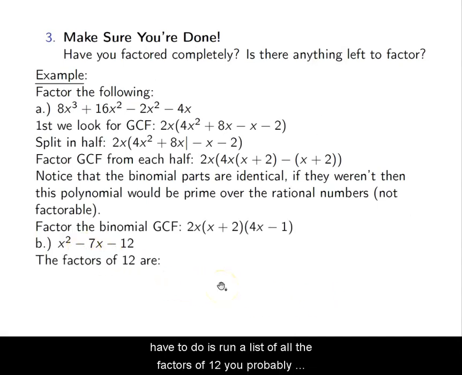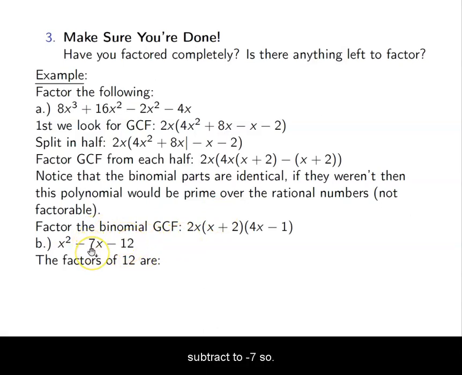Okay, so first thing we're going to do is we're going to list out all the factors of 12. You've probably already done this in your head. If you're in this class, you've probably done this lots and lots and lots of times. Okay, but again, this chapter 1 is a review, so I'm assuming that some people haven't done all of this stuff or are rusty. So I'm just looking for the factors of 12 that add or subtract to -7.